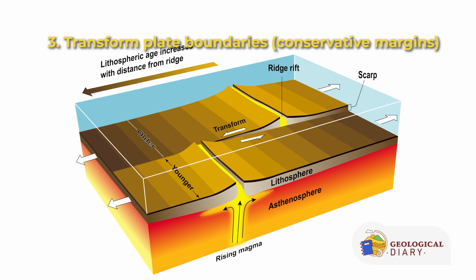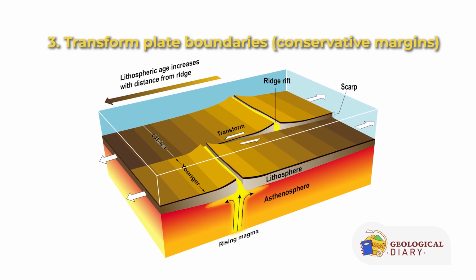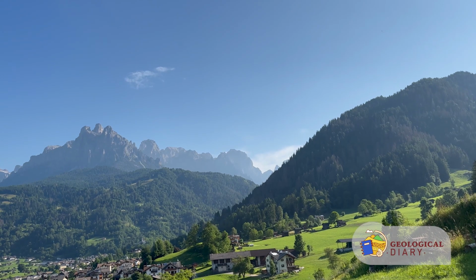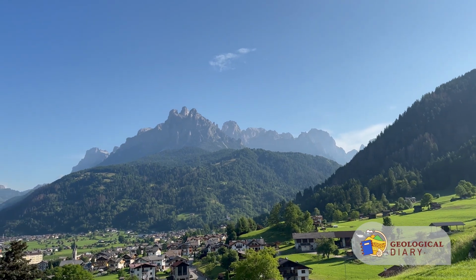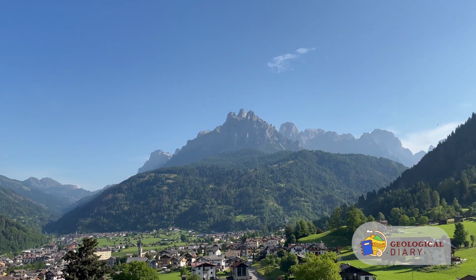Transform plate boundaries, also known as conservative margins, occur where 2 plates grind past each other without the production or destruction of lithosphere. For example, and to illustrate one of these boundaries, the Alps were created by the collision of the African and Eurasian plates, a continental collision. Both divergent and convergent plate boundaries each account for about 40% of all plate boundaries, whereas transform faults account for the remaining 20%. The nature and characteristics of each one of the 3 types of plate boundaries will be the topic of our next video.